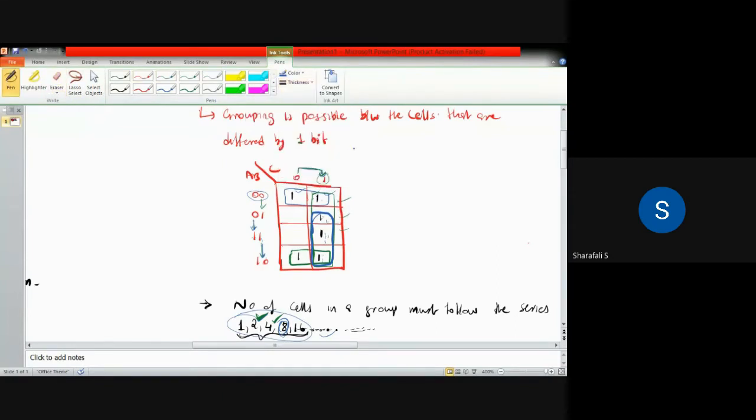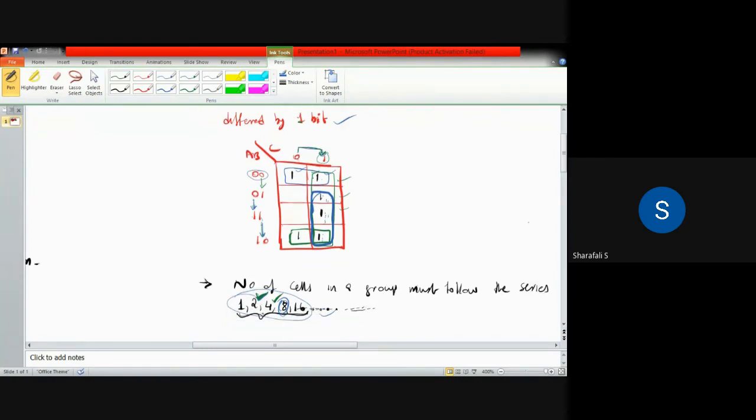That is, the address is changing. But here you consider the number of cells. If you consider one, two, three, three cells are in this group. So in this group only three cells are there. But our sequence is 1, 2, 4, 8. There is no 3 in this series. So that is not allowed. That particular group is not allowed.